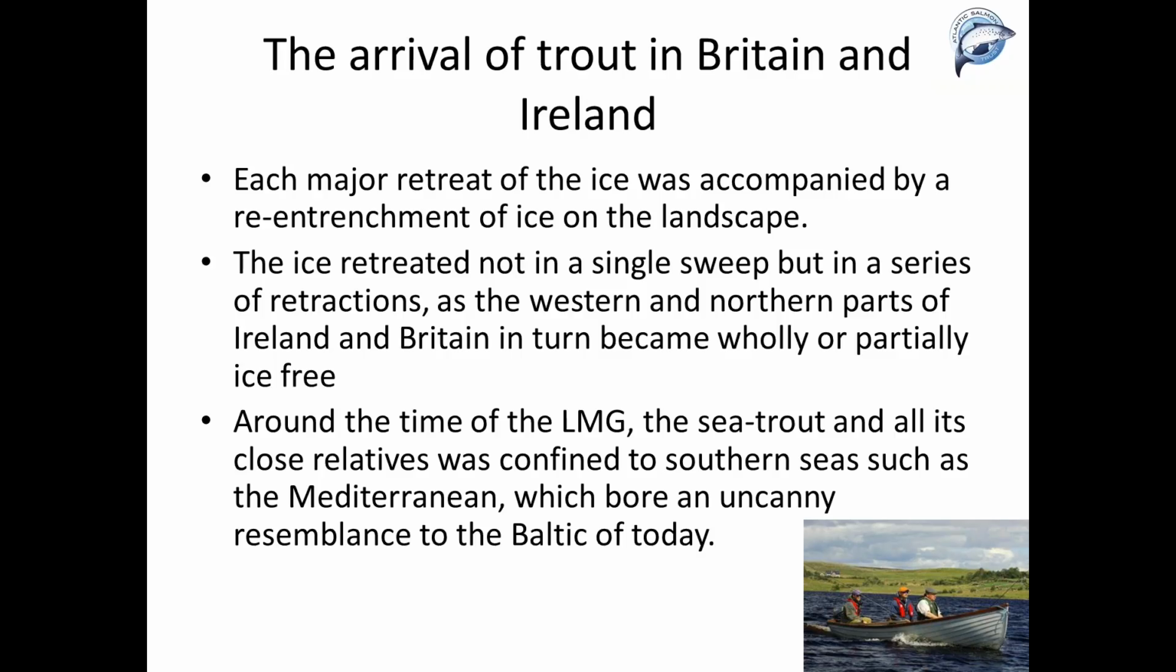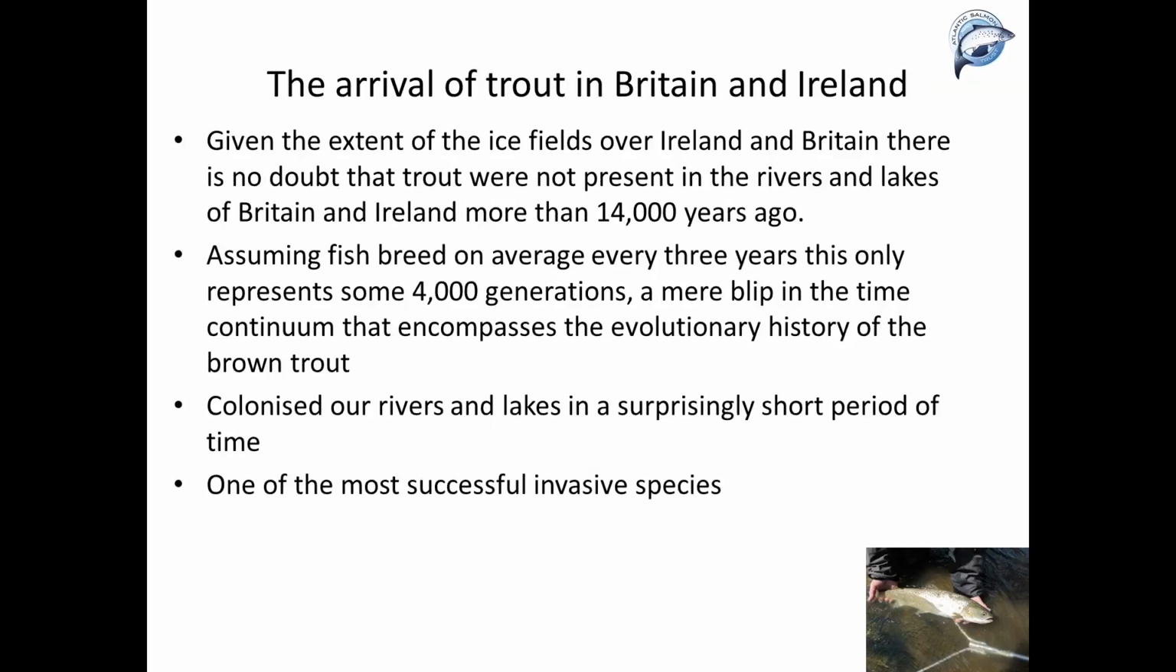But around the time of the last glacial maximum that I spoke about earlier, 20-odd thousand years ago, the sea trout weren't even close to us. They were neatly ensconced somewhere around the Mediterranean, we think. But the Mediterranean at that time bore an uncanny resemblance to the Baltic of today. So these fish were always seeking out the environment where they are happiest, and certainly that environment is the semi-saline conditions that you find in estuaries and bays.